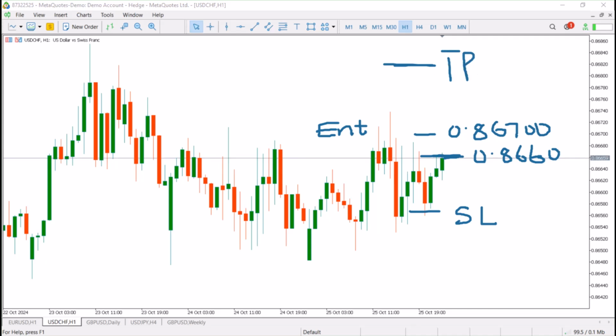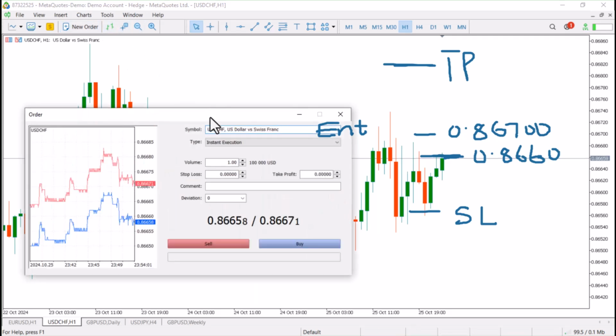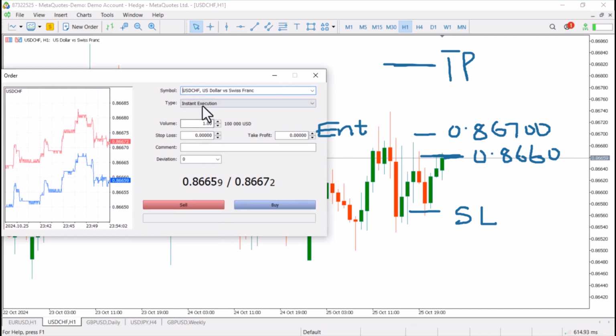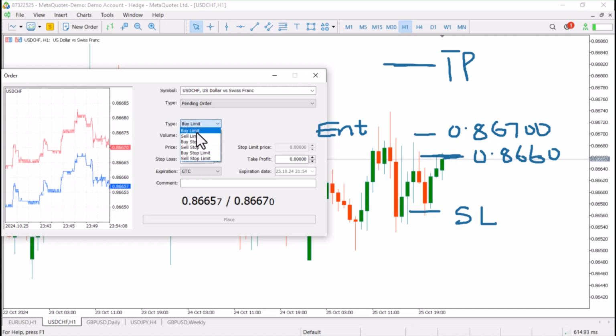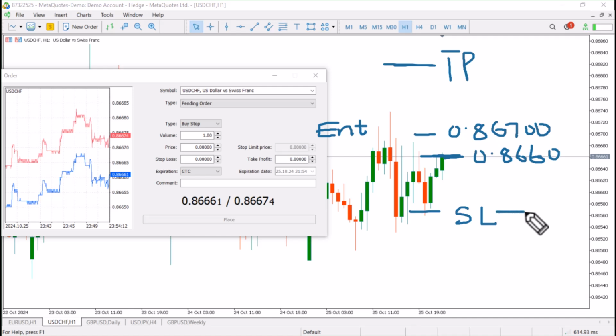Now for us to do this, what we have to do is to go to the order window, select on new order. Then on the order window right here, we switch from the instant execution to pending order. From pending order, we select buy stop. Once we select buy stop, we select our position size, and the next thing first is set your stop loss. Now let's place our stop loss right here at the price of 0.8650.